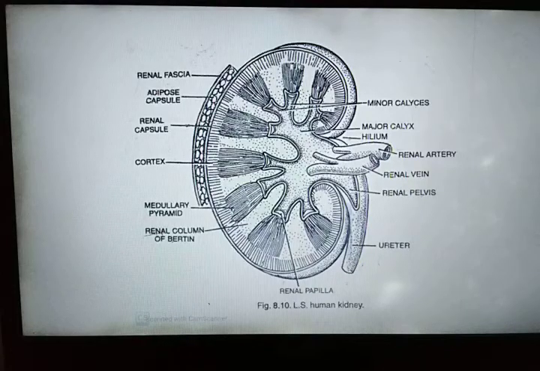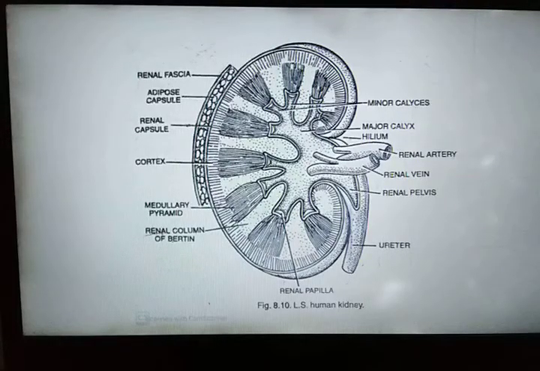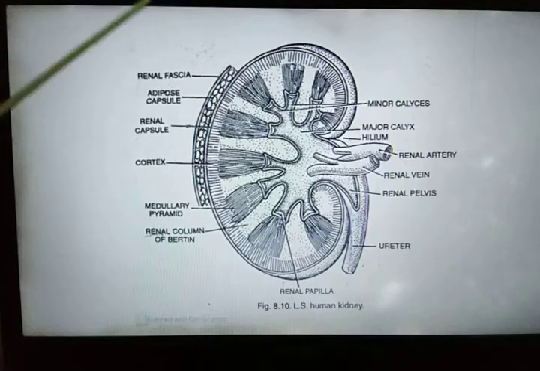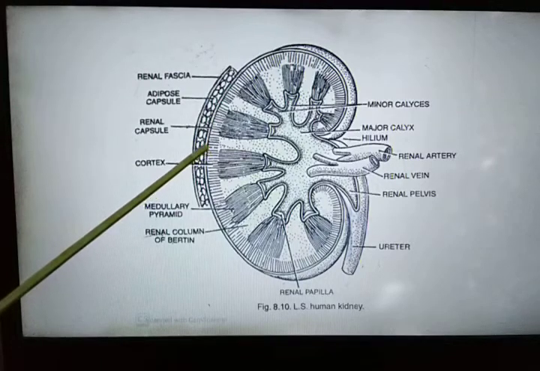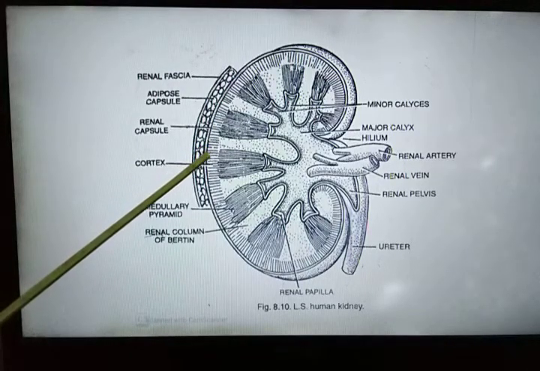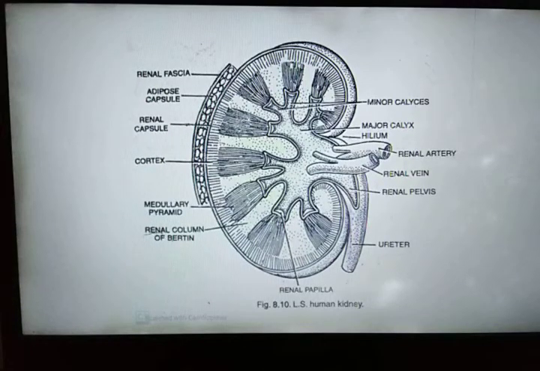Now I am giving you extra explanation of the structure of the kidney. It is not given in your NCERT. The kidney is covered by a fibrous connective tissue known as the renal capsule. You have studied about the renal capsule. It is the outer protective covering of the kidney, and it protects it from infection and injuries.